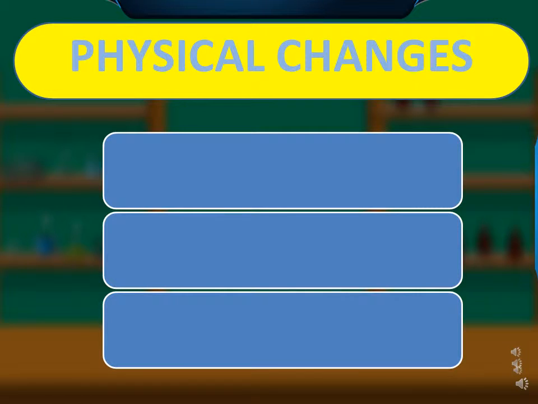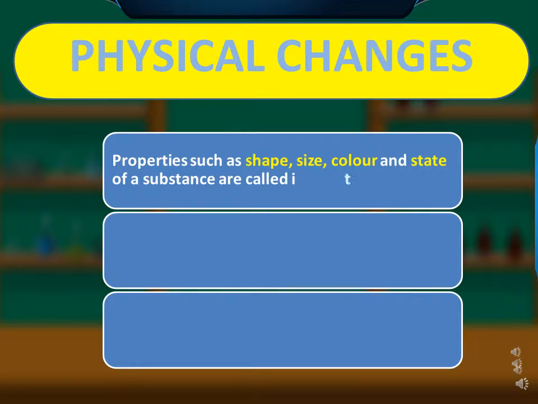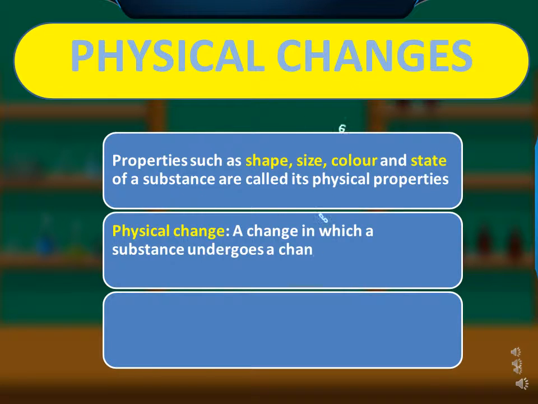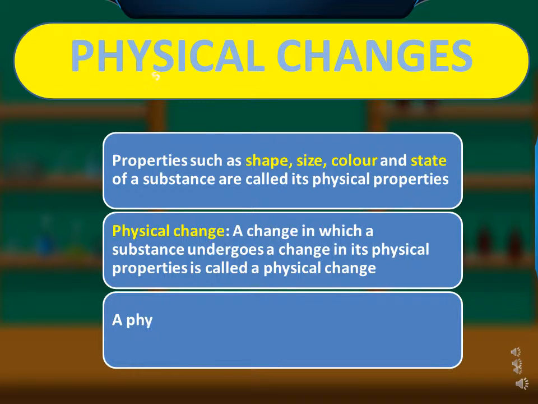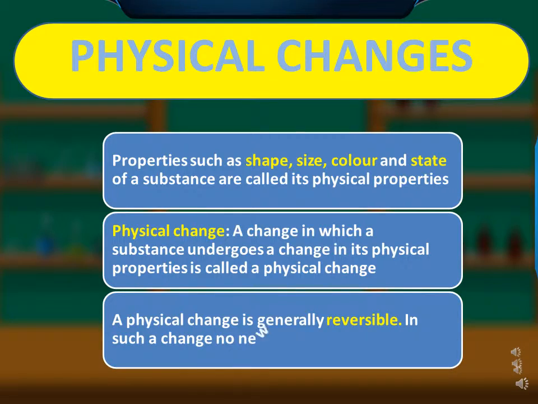Physical change. Properties such as shape, size, color, and state of a substance are called its physical properties. A change in which a substance undergoes a change in its physical properties is called a physical change. A physical change is generally reversible. In such a change, no new substance is formed.